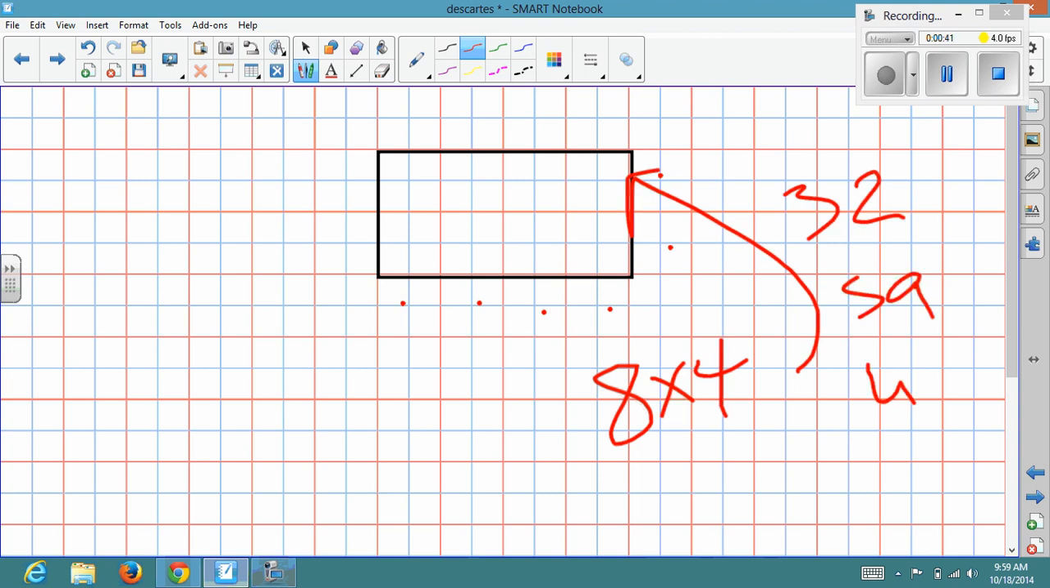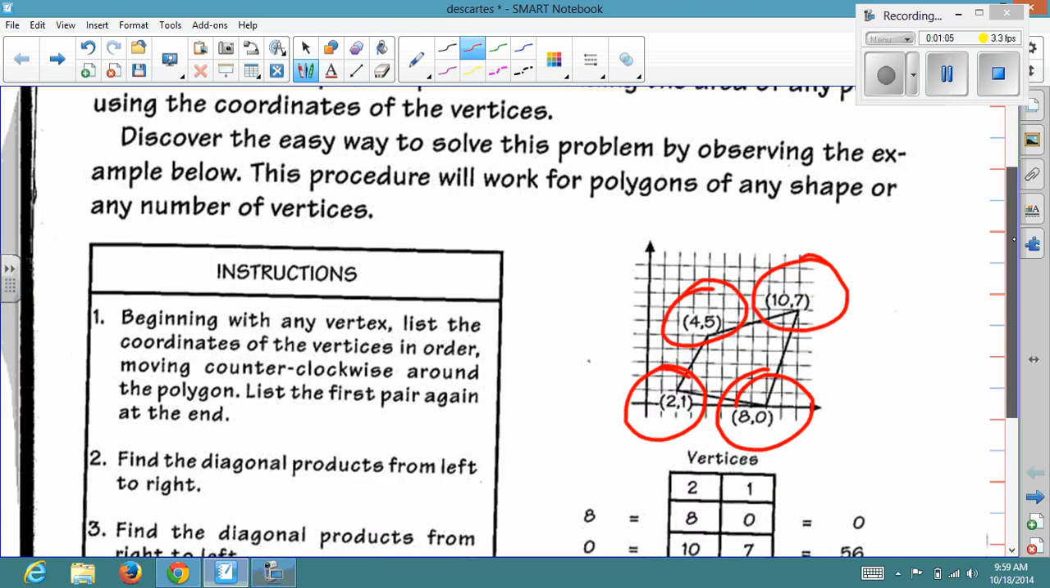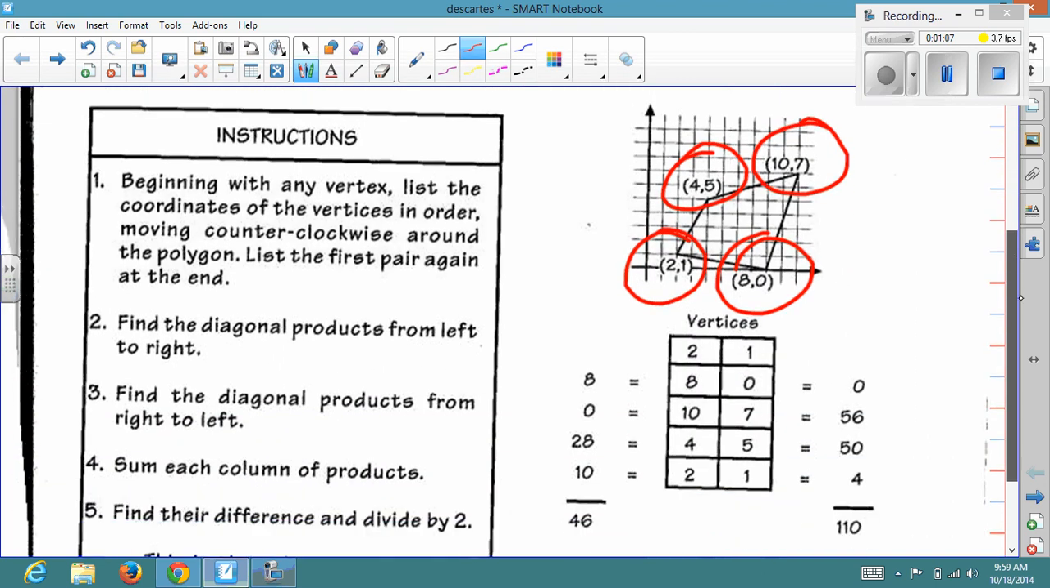So that's easy. But what if, his question was, what if you have an interesting shape, one that doesn't line up exactly on the grid, along the grid lines? And so what he found was that if you look at the coordinates of the points on the graph and you do a bit of math with those, you can get the area of irregularly shaped polygons on the coordinate grid. And so the instructions are here.